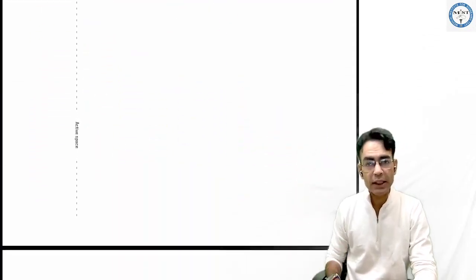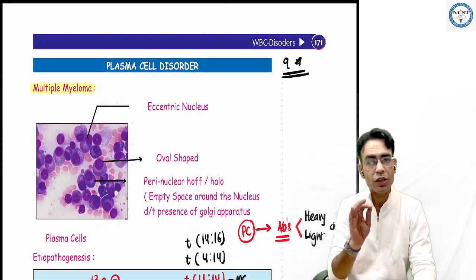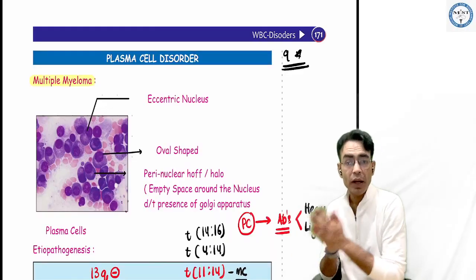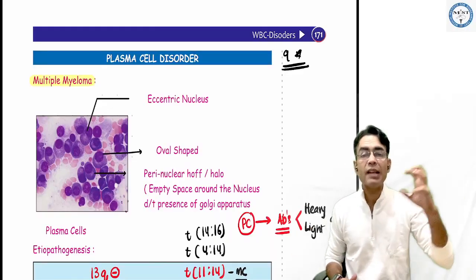Hairy cell leukemia मैंने बता दिया. Last part, that is plasma cell disorder, which is multiple myeloma. Beta, plasma cells, they are the cells which are going to give you antibodies. They are generated after B cell is activated.